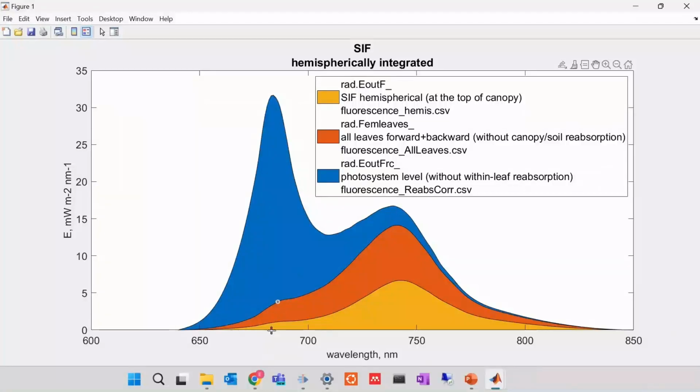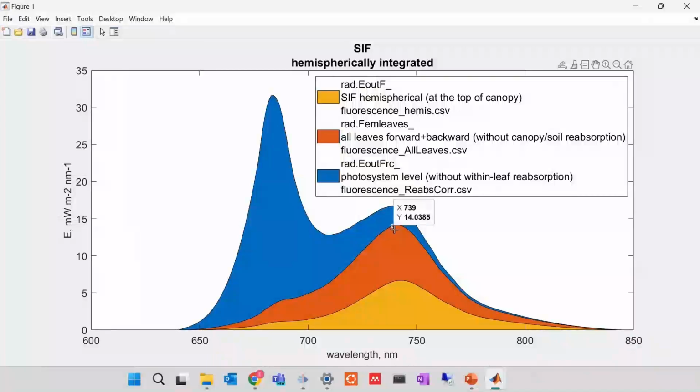The blue component with the peak in red fluorescence is what is emitted at photosystem level. This is the content of fluorescence reabsorption corrected file. While passing from the inside of the leaf to the outside of the leaf, this amount, everything that you see in blue, is absorbed. And only this, what you see in red and yellow, proceeds further in both upward and downward direction. This is hemispherically integrated fluorescence emitted by all leaves. This is the file where this output is stored. So it's the whole area.